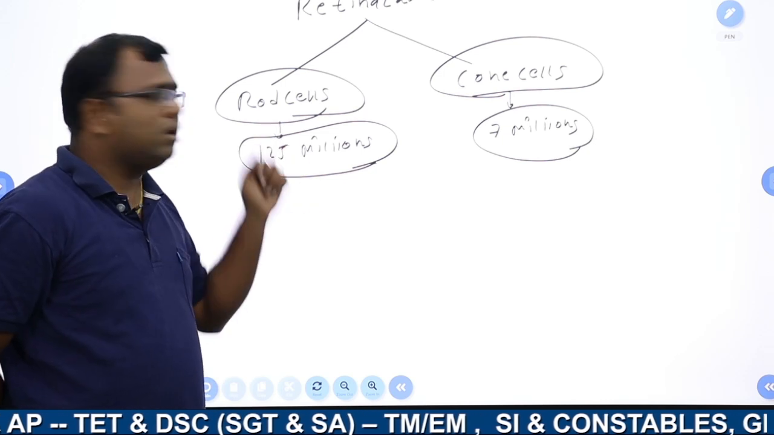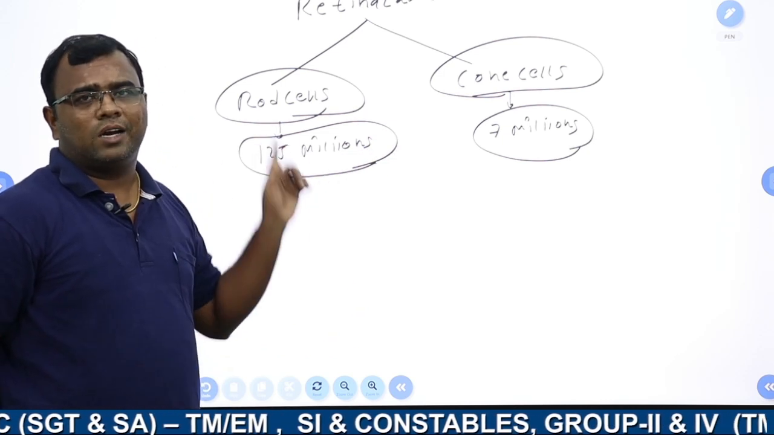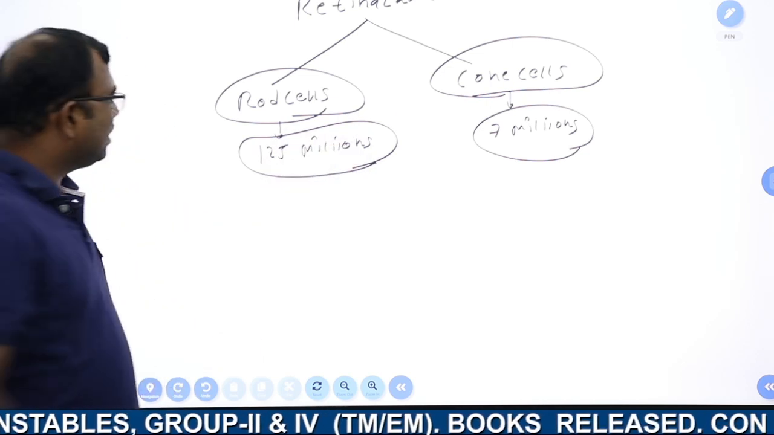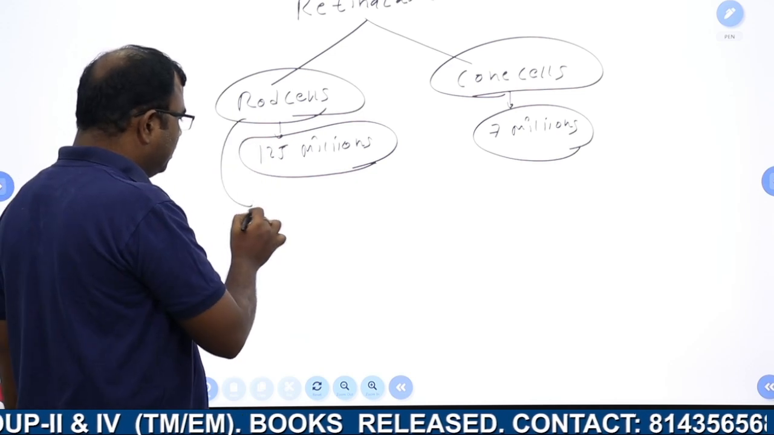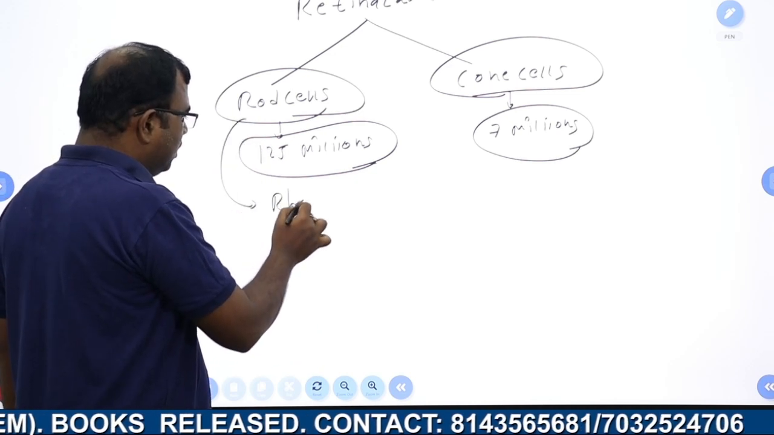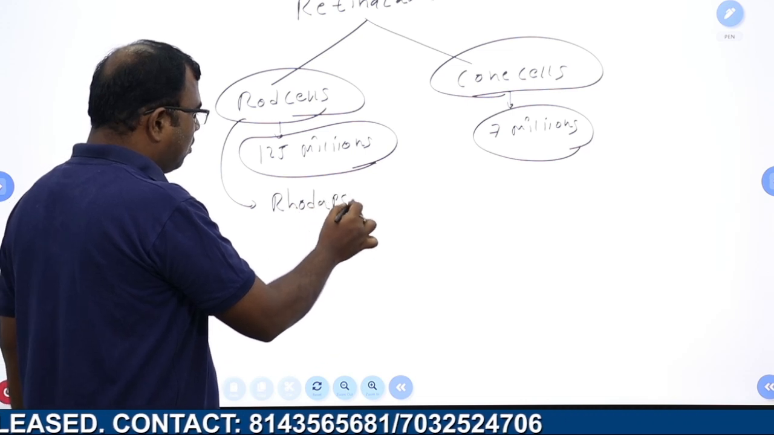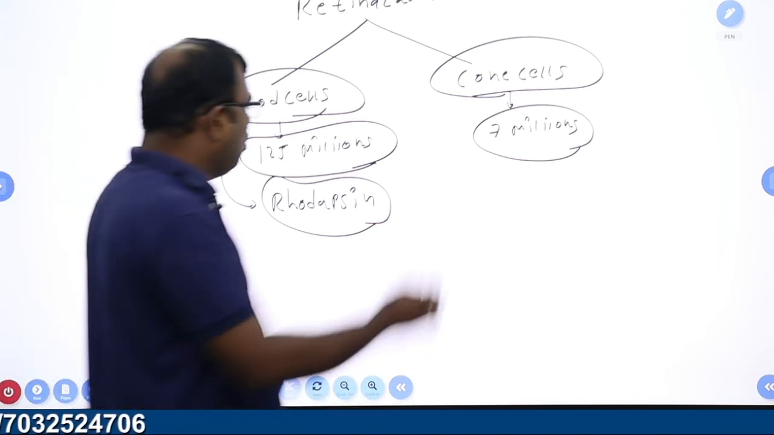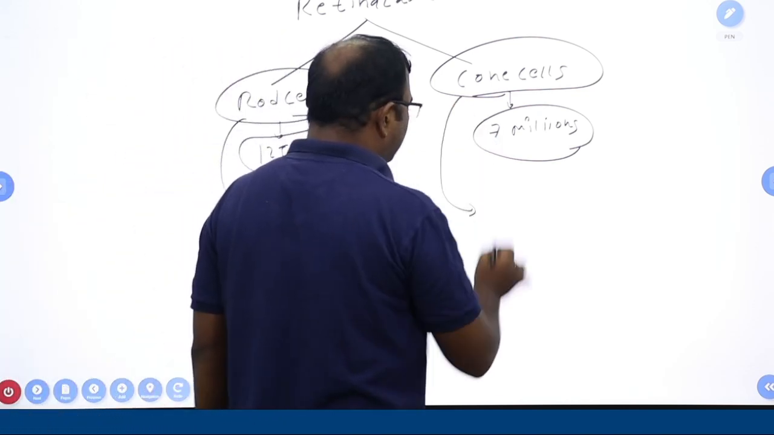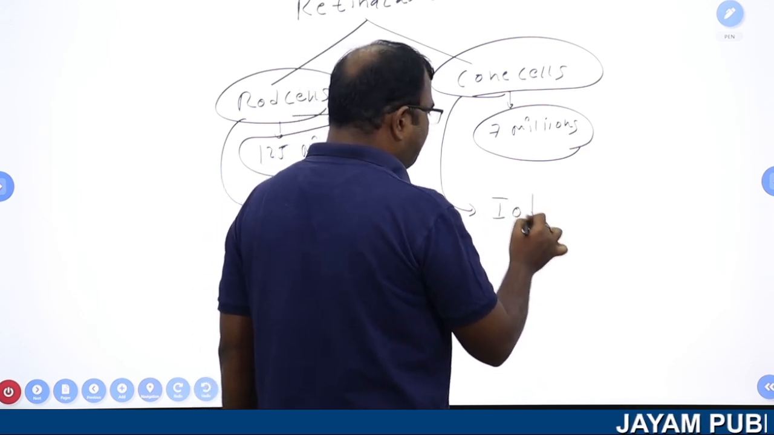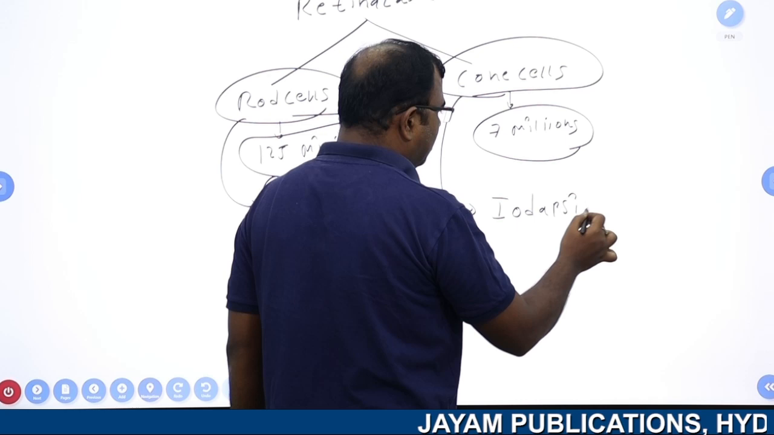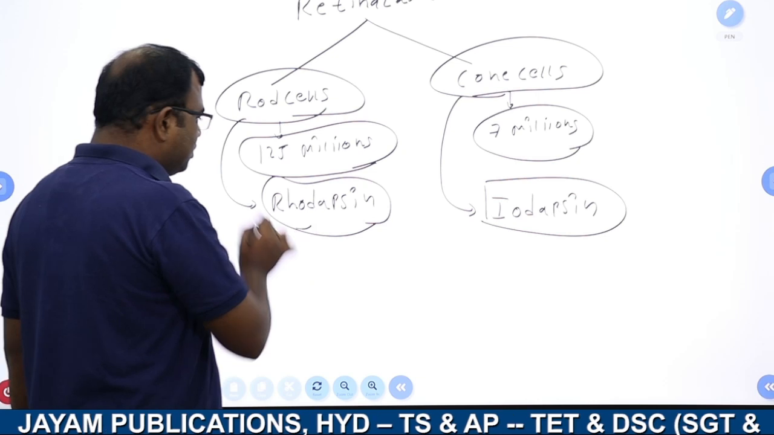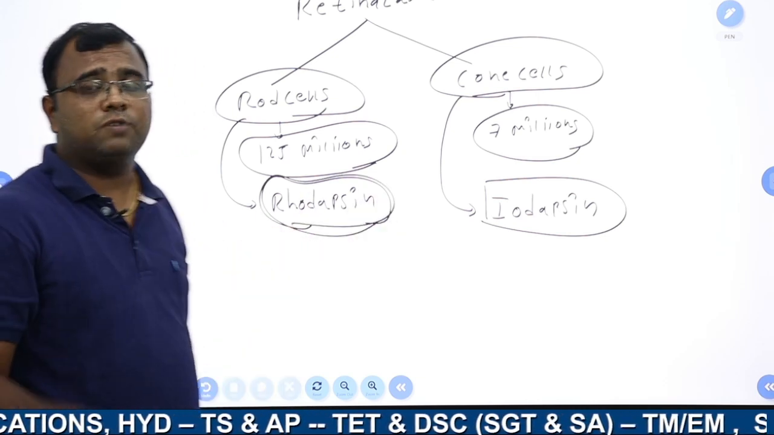The rod cells are more in number, the cone cells are less in number. The rod cells are 125 millions, the cone cells are 7 millions. The rod cells produce a pigment called rhodopsin pigment. The cone cells produce a pigment called iodopsin pigment. What is the function of rhodopsin pigment?